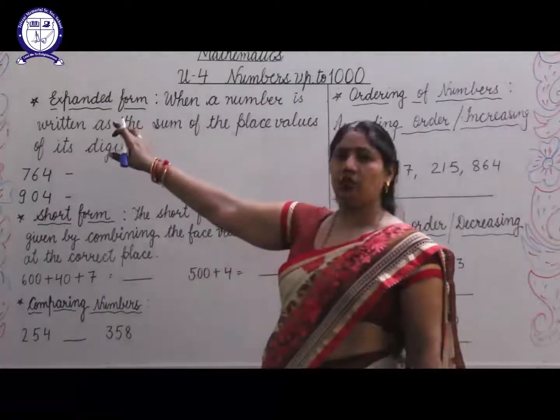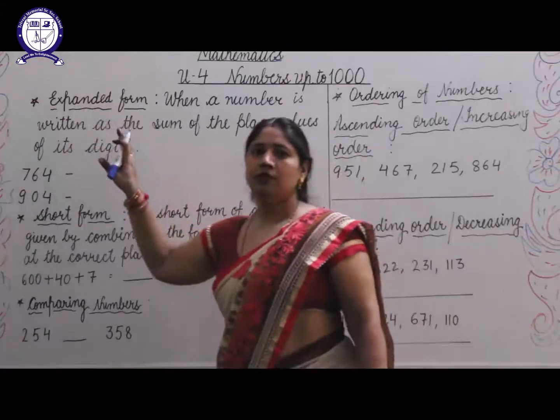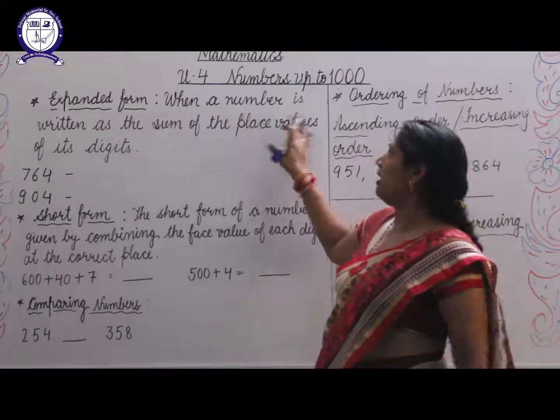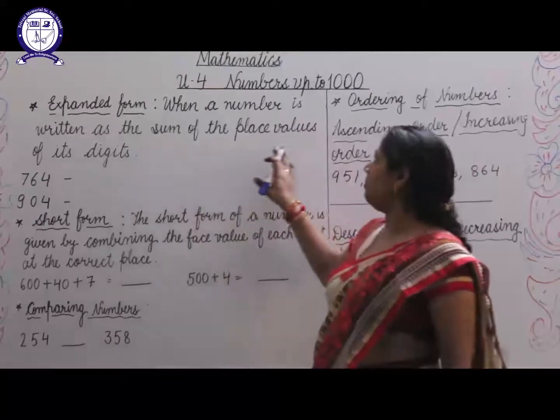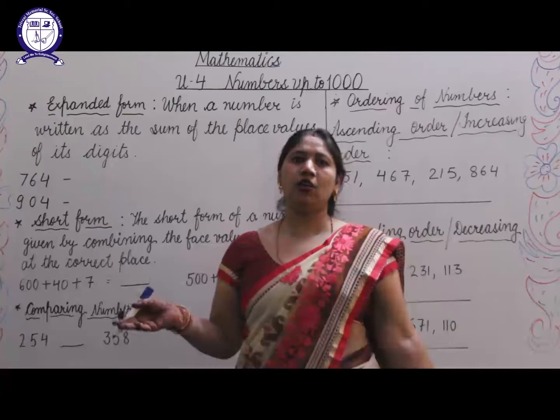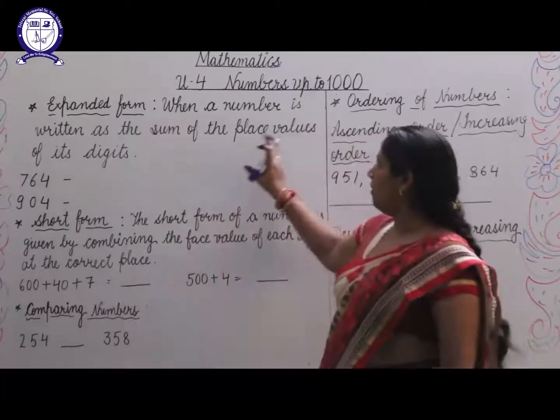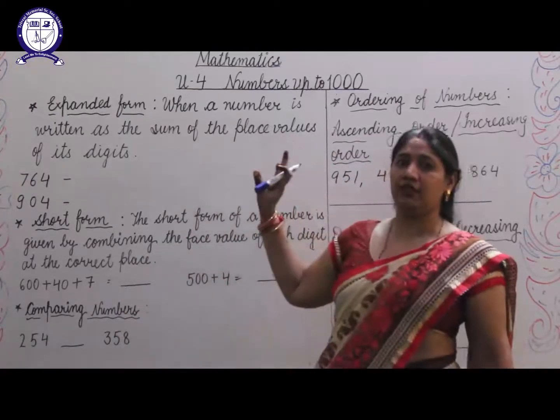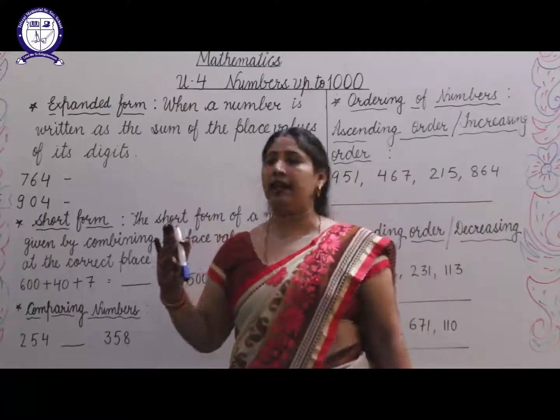Let's come to the next module, expanded form. Beta, what is an expanded form? When a number is written as the sum of the place values. Beta, what are the place values? You already know about the place values. When we write down the sum of the place values, that is called the expanded form.